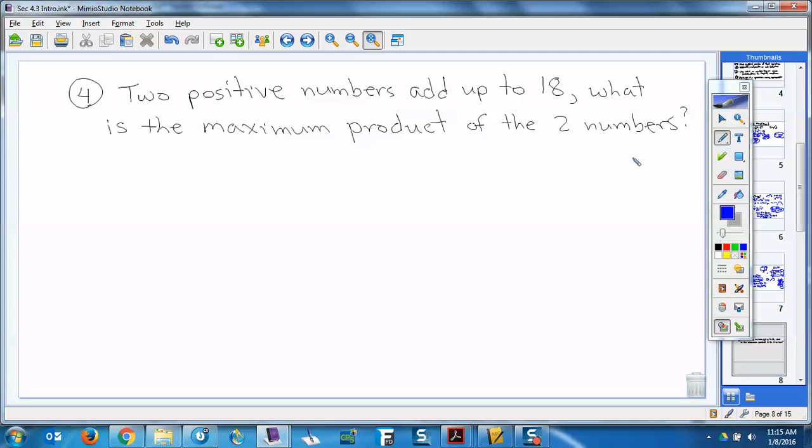So anyway, 2 positive numbers add up to 18. What is the max product of the 2 numbers? Like 1 and 17 adds up to 18. What's the product of those? 17. 2 and 16 add up to 18. What's the product of 2 and 16? 32. Oh, that's bigger. 3 and 15 add up to 18. 3 times 15 is 45. Oh, that's bigger. And so you may already know what it's going to be.